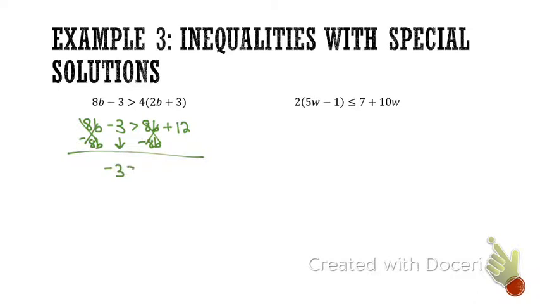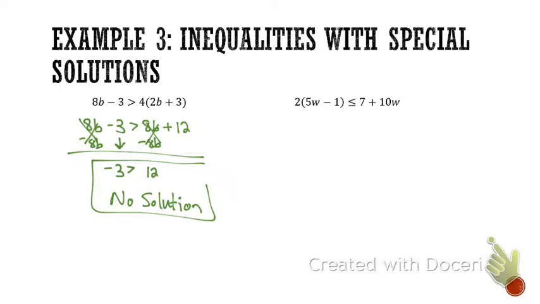-3 is greater than 12. And you ask yourself, is that true? It's not true. Because it's not true, you will say no solution. There's no solution. So how do you know it's a special answer? Your variables, when you try to move them to the same side, they're going to actually cancel out completely. So you know it's a special answer.